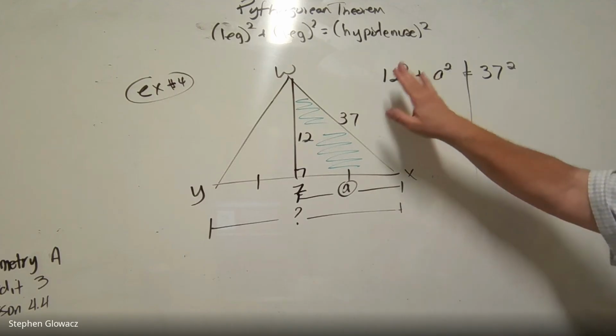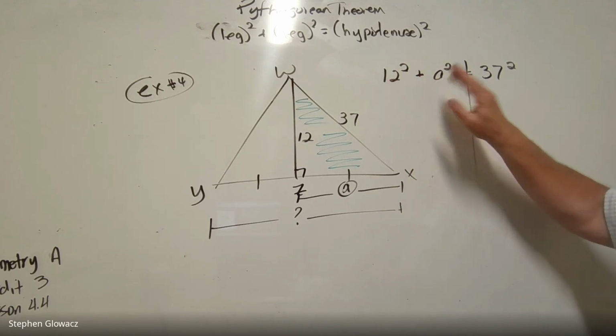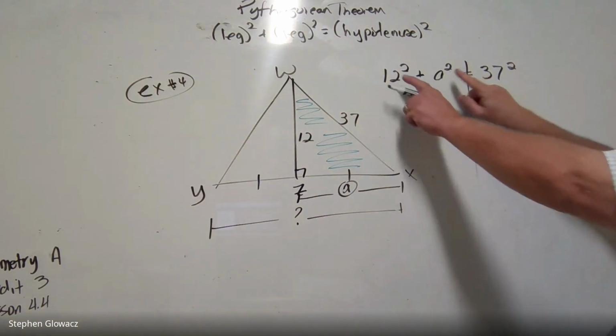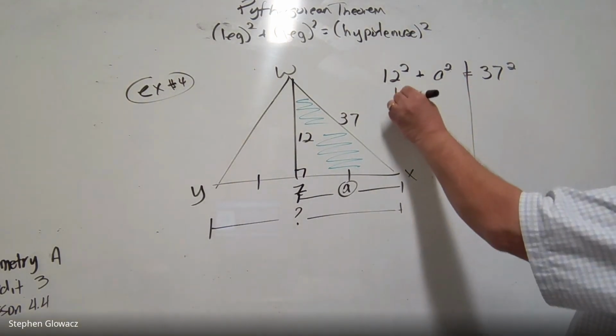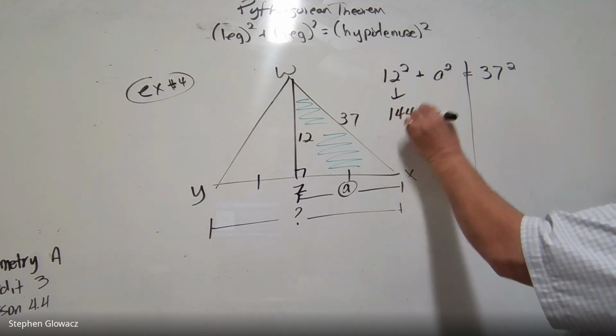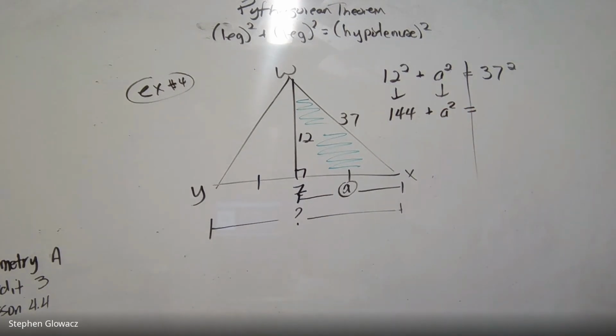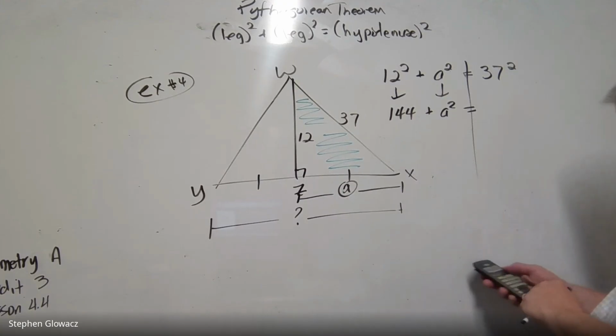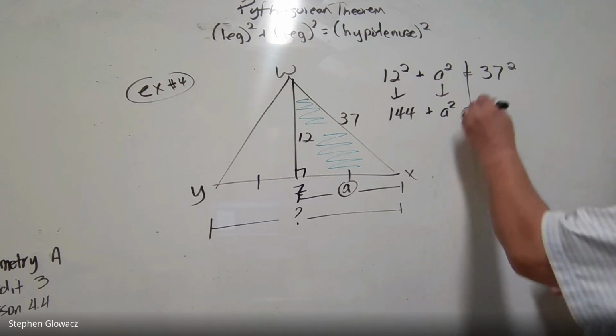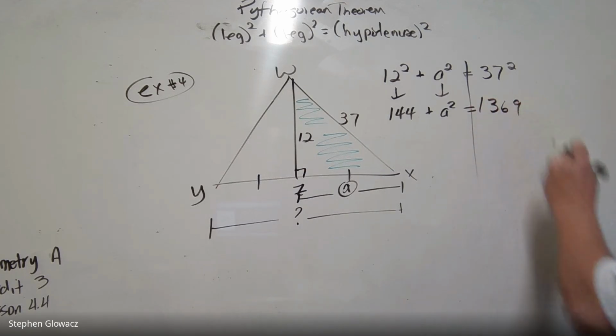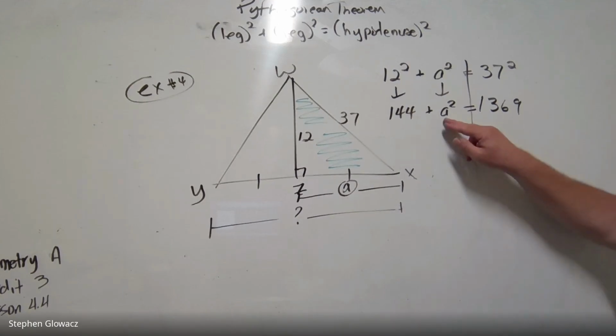And once again, you could have set this up as A squared plus 12 squared. As long as you have the legs on one side, it'll work fine. 12 squared, 12 times 12 is 144. We're going to bring down the A squared. And then 37 squared, which is 37 times 37, is 1,369.